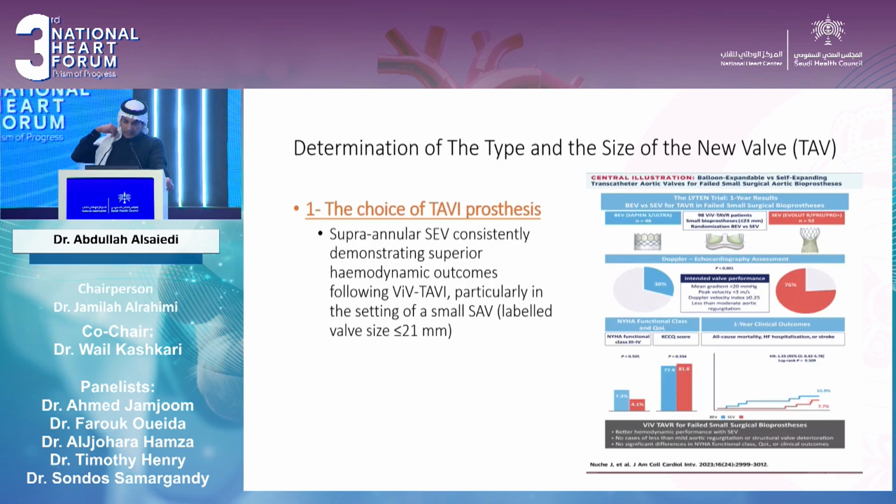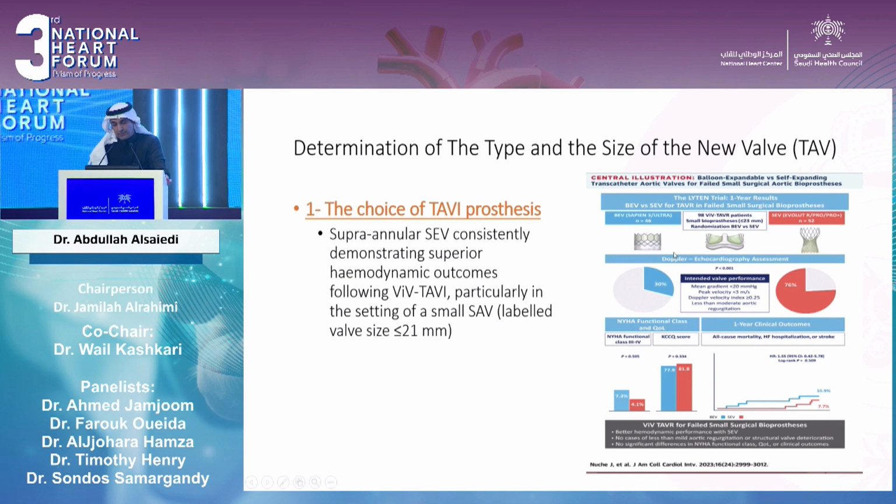Now, going to the second item, it is very important to determine the type and the size of the new valve. This depends on the platform you're going to use, either self-expandable or balloon expandable. Generally, the supra-annular self-expandable valve has demonstrated in some trials that it's superior in terms of hemodynamic outcome, especially in the setting of a small surgical aortic valve. And when we say small surgical valve, we mean a valve size less than or equal to 21 millimeters.